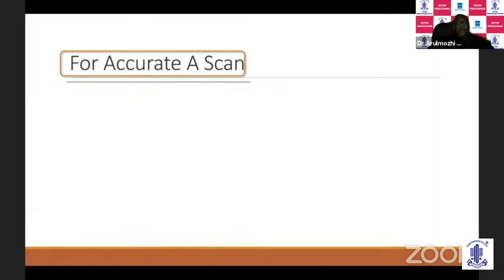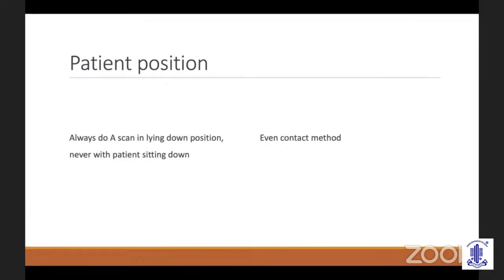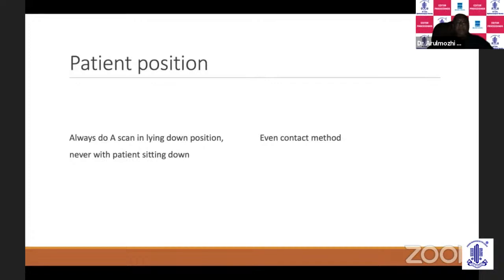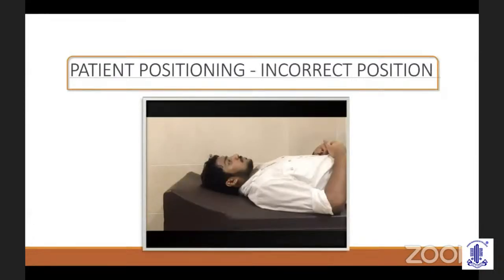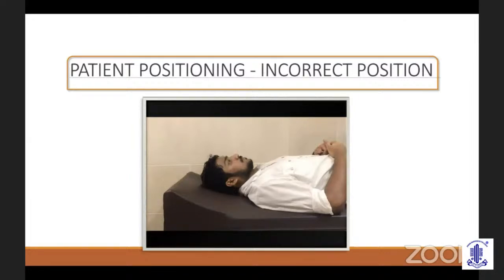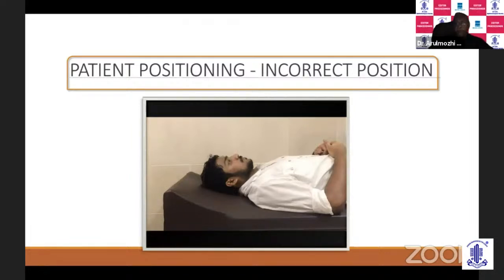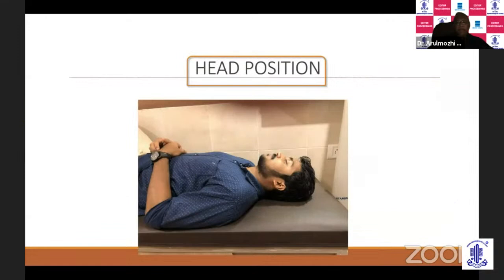Okay. For accurate A scan, we have to do the scan in the lying down position, and never with the patient sitting down, even in the contact method. Patient positioning is very important. When you position the patient, the head should be flat. It should not be bent as you see in here. You should have it placed absolutely flat so that you can get the iris plane parallel to the floor.